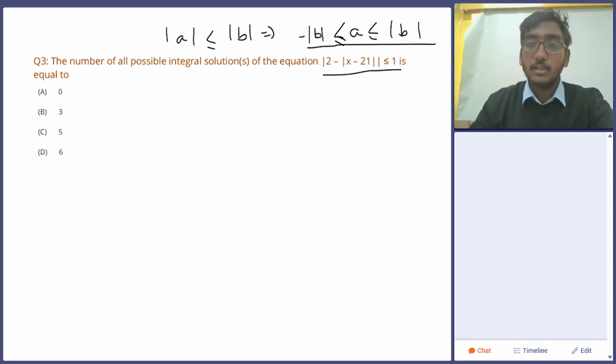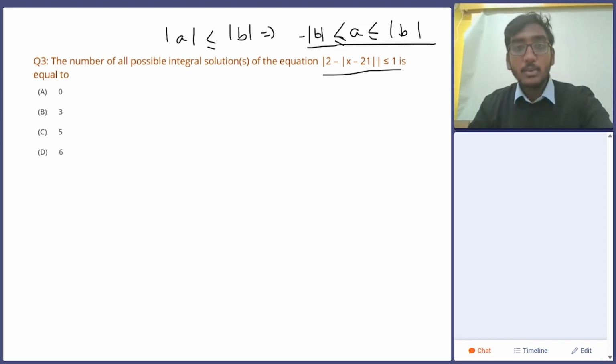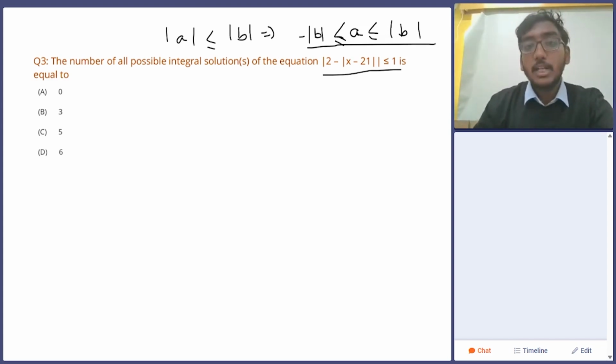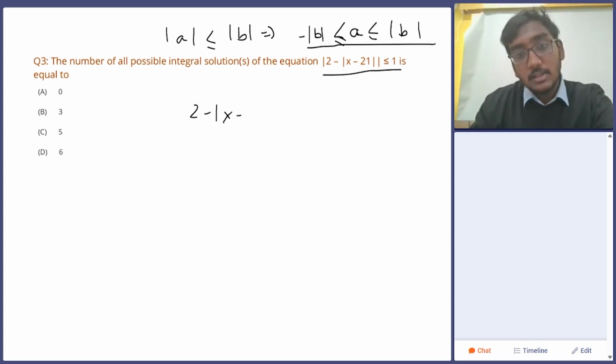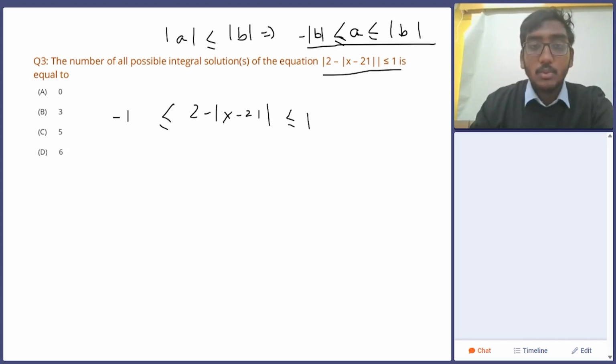Why? Because A has a magnitude that is lesser than B. Because of which, even if A is negative, it will be greater than minus mod B, because the magnitude of minus mod B will be greater than A. And if A is positive also, obviously A has to be less than or equal to mod B because of the magnitude being lesser. So if we apply this idea to the given expression, what we will get is 2 minus mod of x minus 21 is less than or equal to 1 and greater than or equal to minus 1.